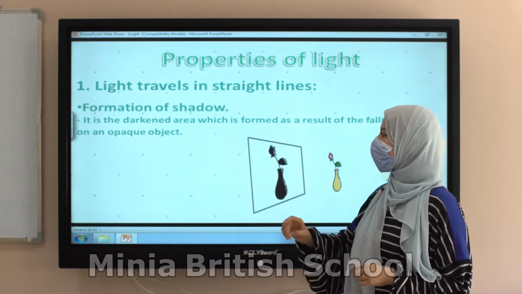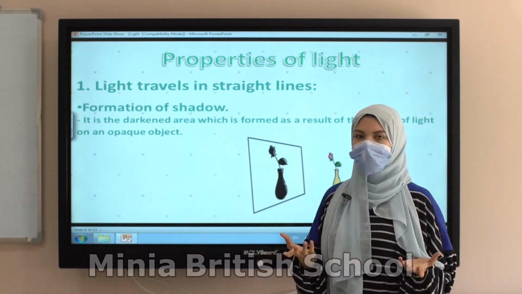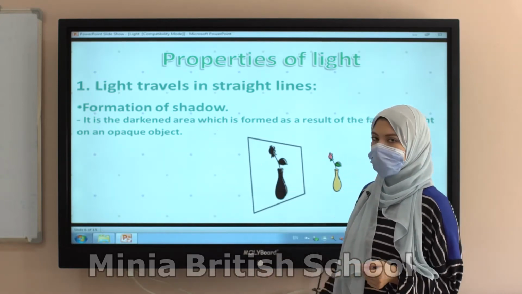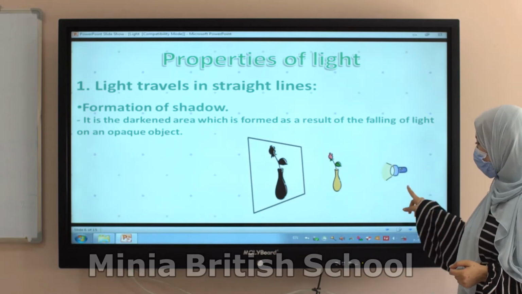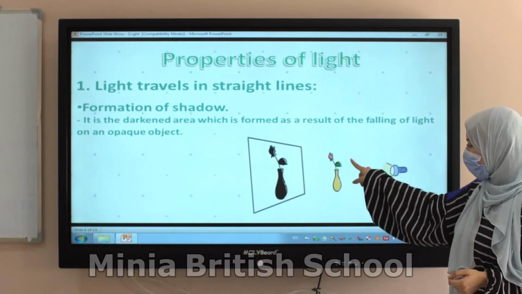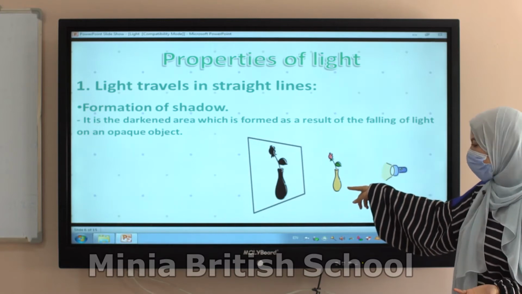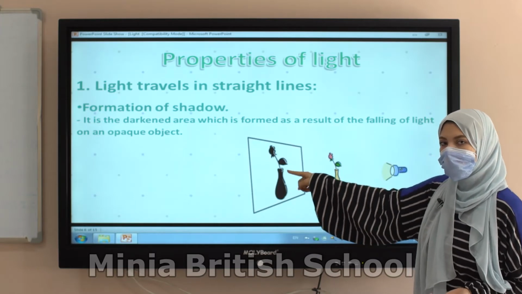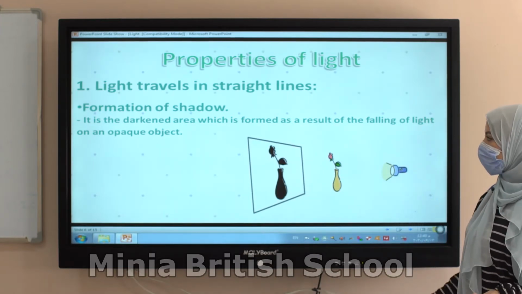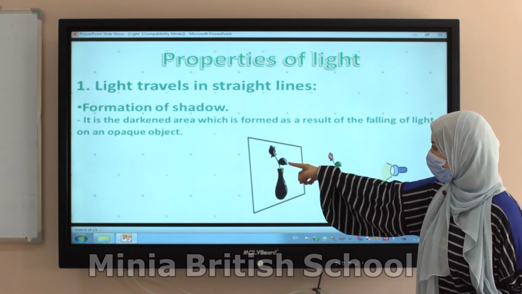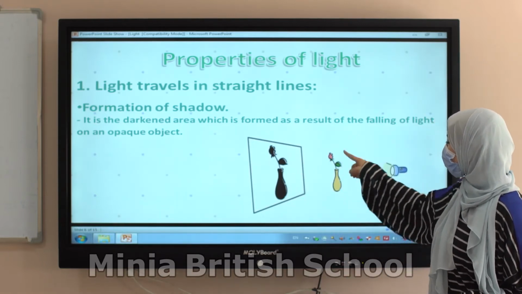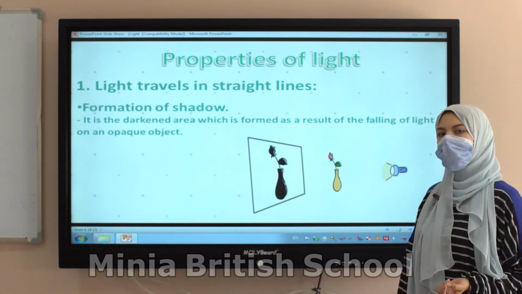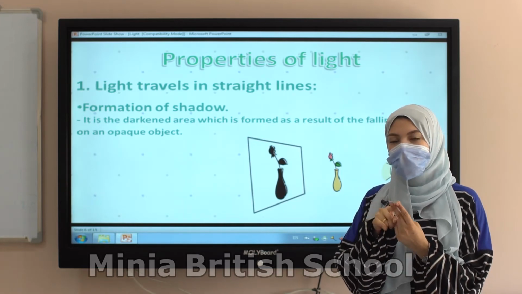Let's know the second application, formation of shadow. But I can't understand what is the meaning of shadow. Shadow is a darkened area. If you look at this picture, we fall a light on an opaque object, and you can see a darkened area formed on the wall. So shadow is a darkened area formed as a result of light falling on an opaque object.